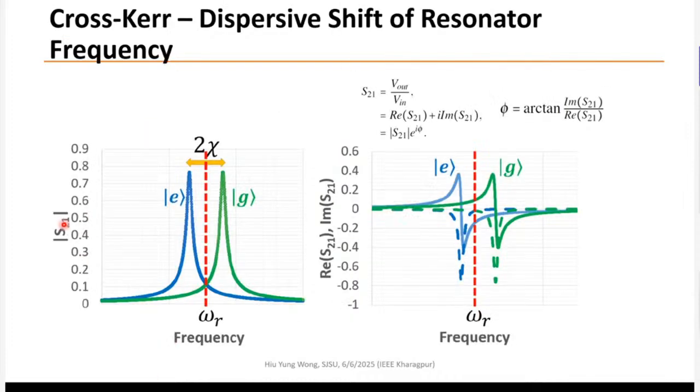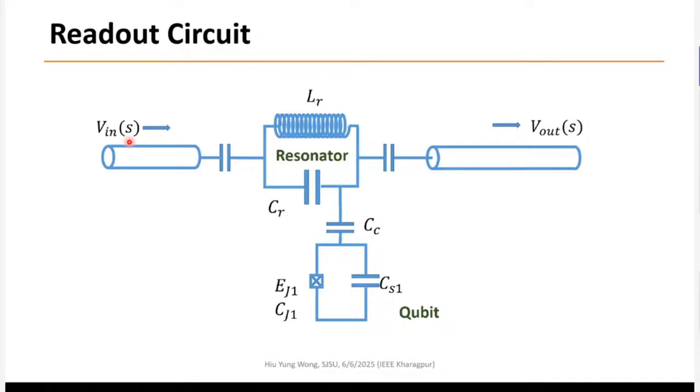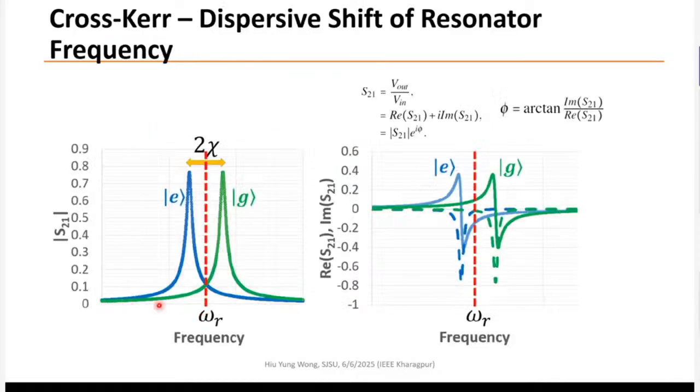For example, here I plot the transmission S21, which means from here to here. As I said earlier, if you are not at the resonant frequency, you have a very small S21. When you are at resonant frequency, you get a peak. Now, because of the cross-Kerr, when your qubit is at excited state, let's say 1, your resonance frequency shifts to the left. When it is ground state, let's say 0, it shifts to the right. So by measuring its resonant frequency, I will know whether the qubit is at 0 or 1. But you cannot just measure its magnitude, because you see that if I just measure the magnitude at the resonant frequency, they both give me the same answer. Rather, we will measure the phase.